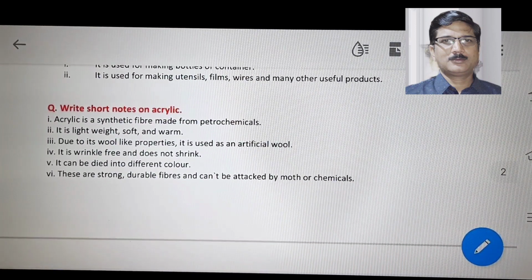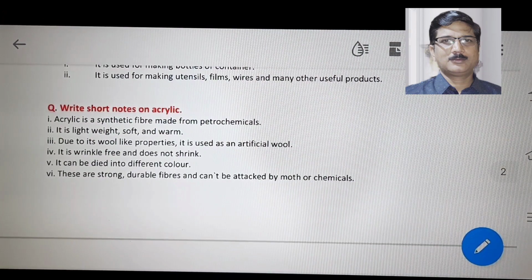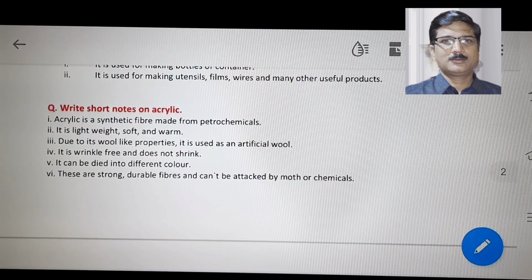And this acrylic is also wrinkle free. That means it does not shrink. So it is easy to use without any iron or pressing heat. Most important quality, that it can be dyed into different colors.